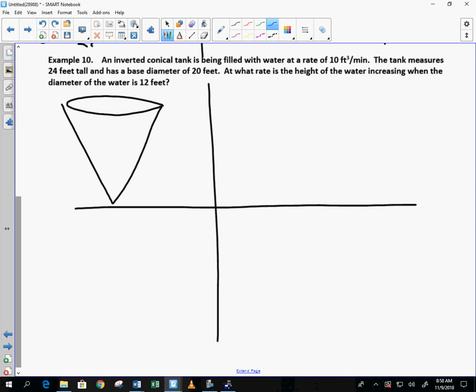We're filling it with water at a rate of 10 cubic feet per minute. The tank measures 24, has a diameter of 20. At what rate is the height of the water increasing when the diameter of the water is 12 feet? First of all, give me a formula.